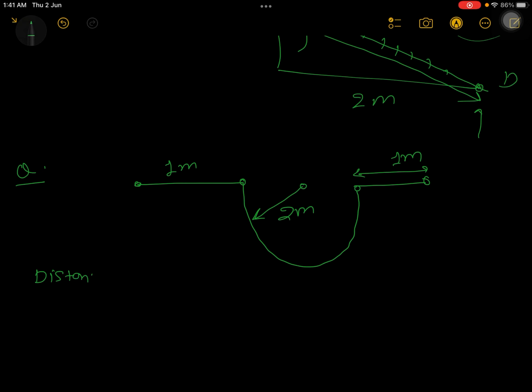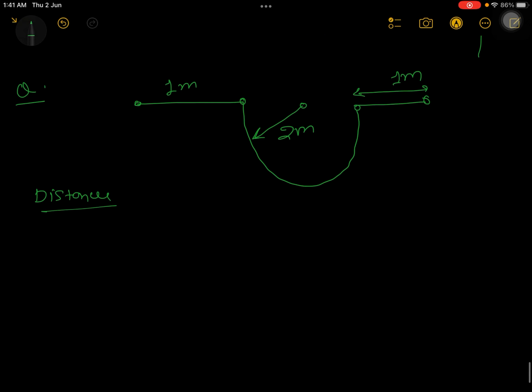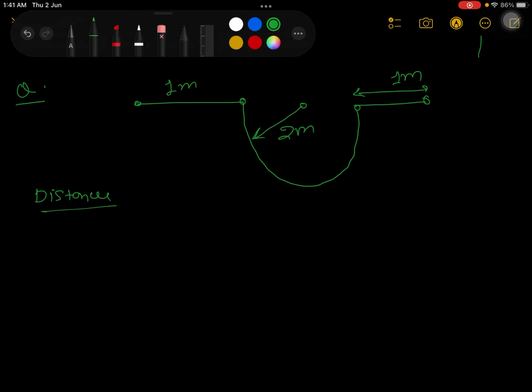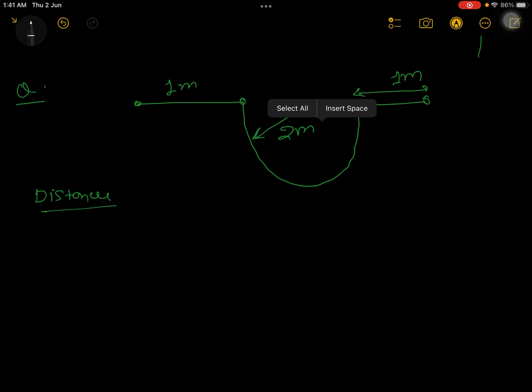If you want to find out distance, how will you tackle it? Very easy, the original path. Now some students may make a mistake here. What is the meaning of original path? You have to walk on this. If you take your bike or your car on this track, you have to burn your fuel, your petrol or diesel, depending on what kind of car you have.